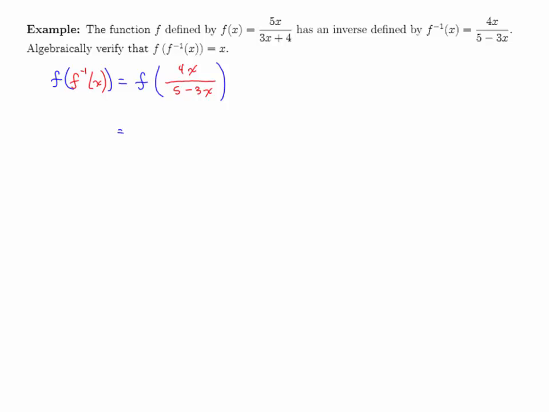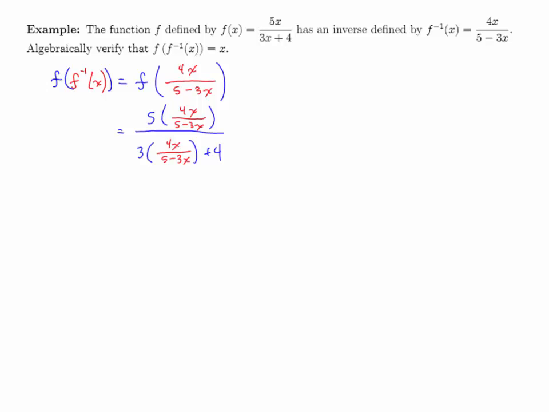So here, we'll have 5 in the numerator. We're going to have 5 times our input. And then in the denominator, we're going to have 3 times our input plus 4. And as we said before, our input here is that inverse function, which is 4x over 5 minus 3x. And that goes in each place.